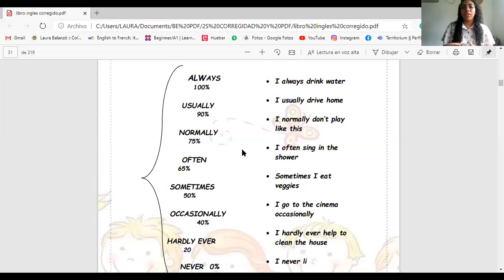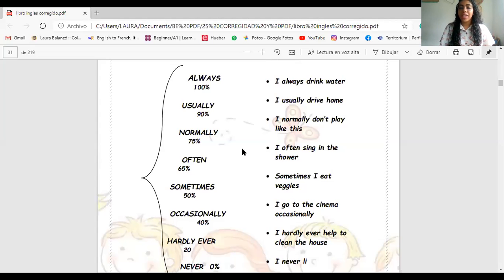Okay, often. Often. It's not like usual, but it's like less. 65% of your time. I often sing in the shower. Yo, seguidamente, canto en la ducha. Right? Sometimes, algunas veces, sometimes, 40% of the time, not always, but half of your time. Sometimes I eat veggies. Algunas veces yo como vegetales.